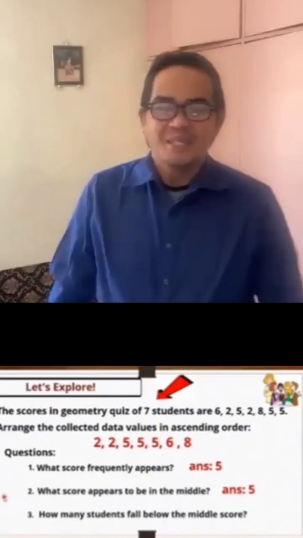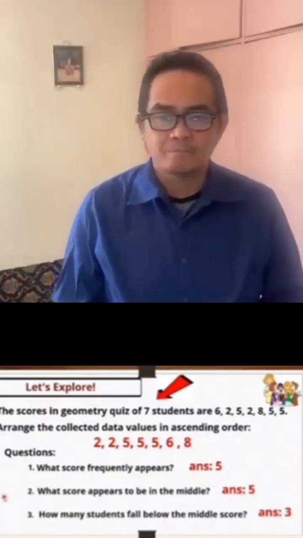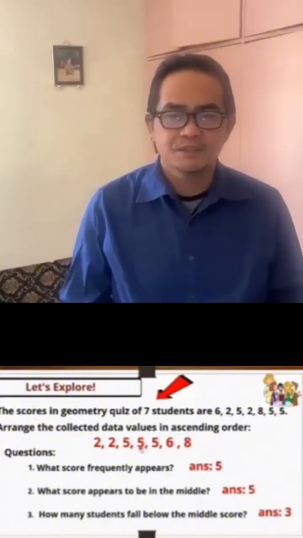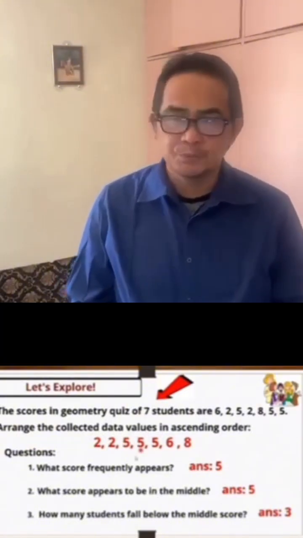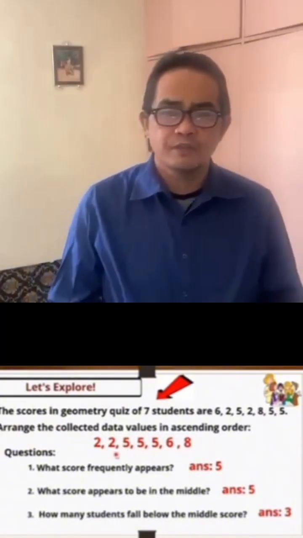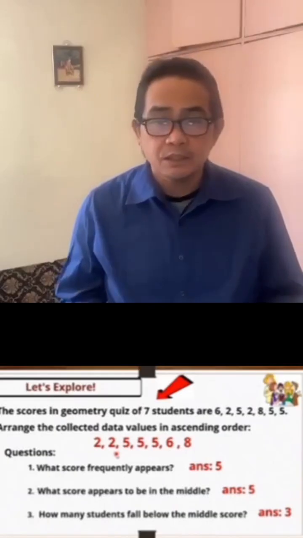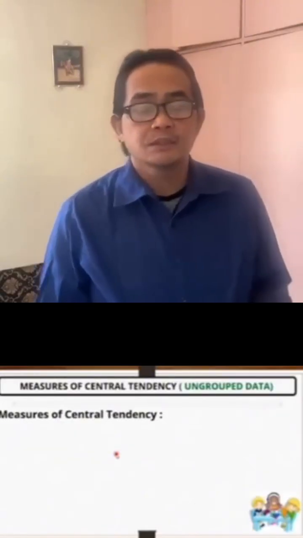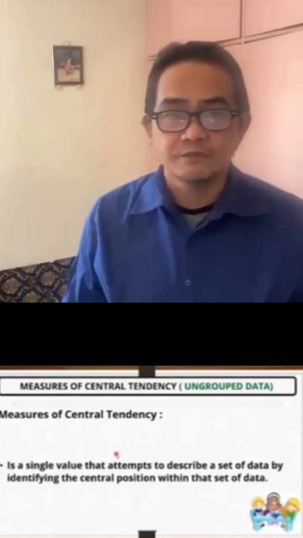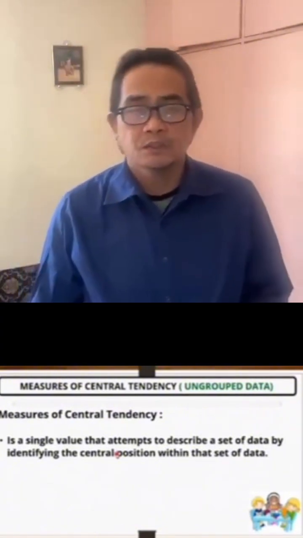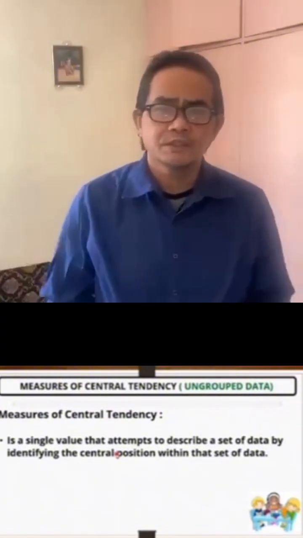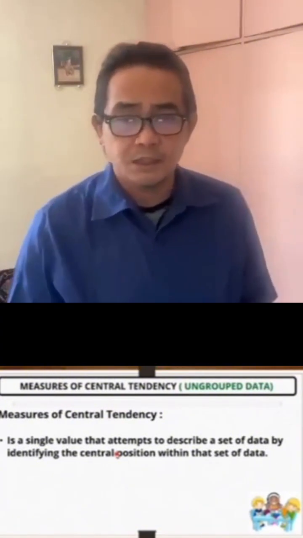It's number 3. To start with, we'll begin with the objectives of the measures of central tendency of ungrouped data. First, we are going to define what a measure of central tendency is. It is a value that attempts to describe a set of data by identifying the central positions within the set of data. Sometimes we consider these measures of central tendency also as the measures of central position.